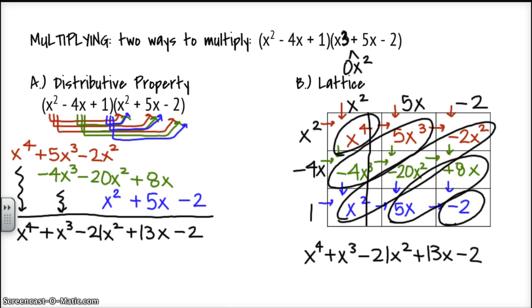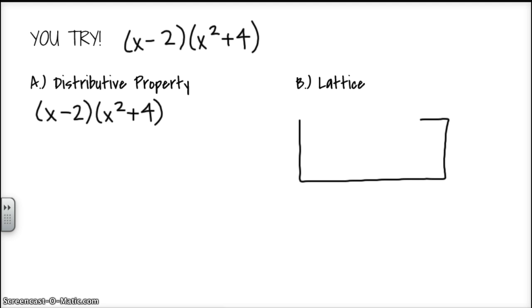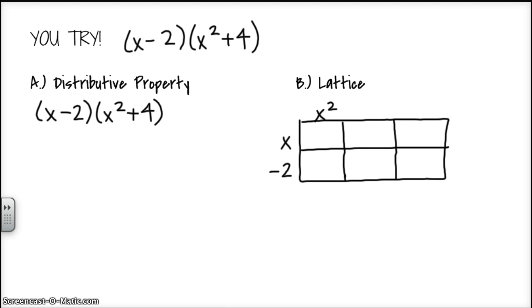Okay? I want you to try one. Here you go. First one to try is the distributive property. Second one to try is lattice. So give those both a try. I'd love to see you attempt both. That would be awesome in my mind if you could try both of them. Now remember, when you're setting up that lattice, this is actually going to be a 2-row, 3-column lattice. My x and my negative 2, my x squared, 0x because I need a placeholder, and then a 4. So remember, we got to fill that in with a placeholder.